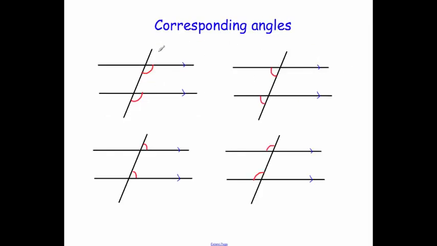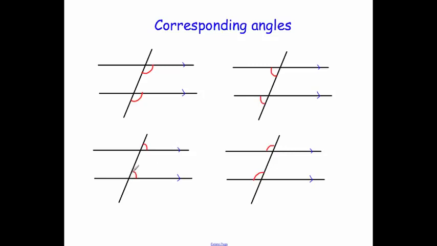Next, corresponding angles. If you've got a parallel line and another parallel line, the transversal, the straight line that cuts them, will cut those parallel lines at the same angle because that transversal is going in the same direction. So that means that the angle to the bottom right and the other angle to the bottom right will be the same as each other. The angle to the bottom left and the other angle to the bottom left will be the same as each other, and they're called corresponding.